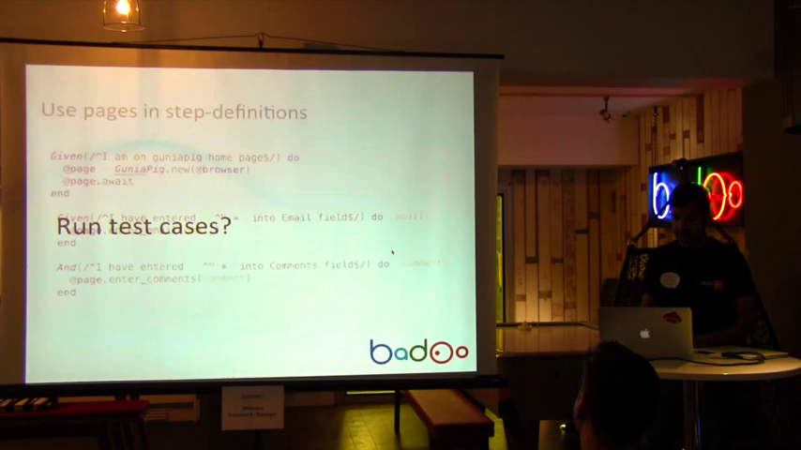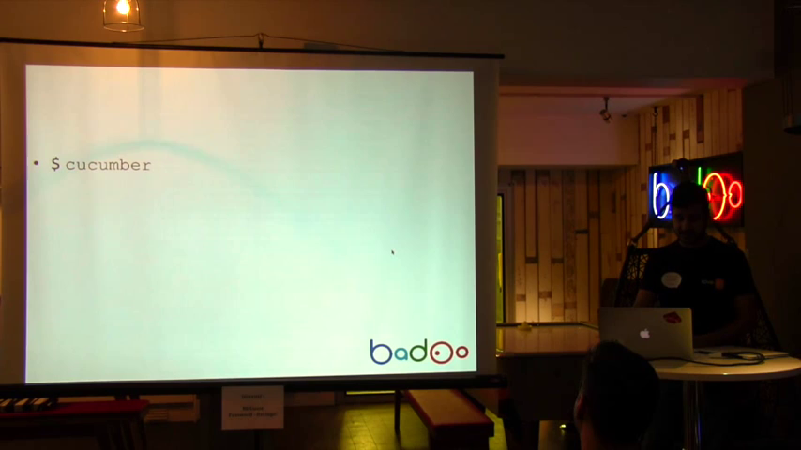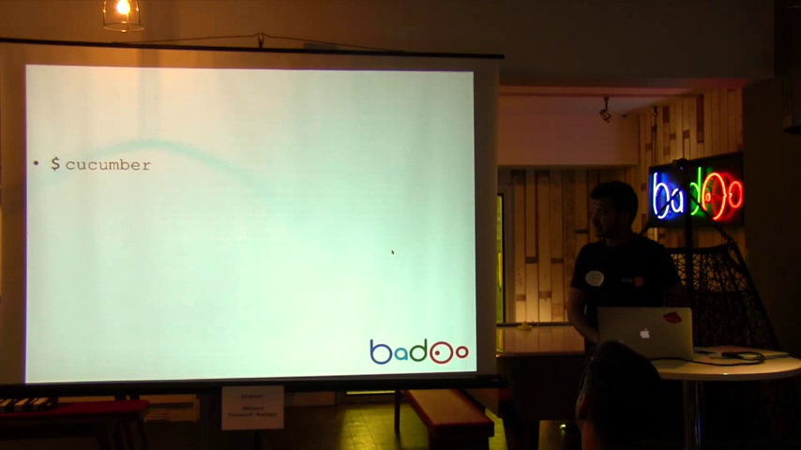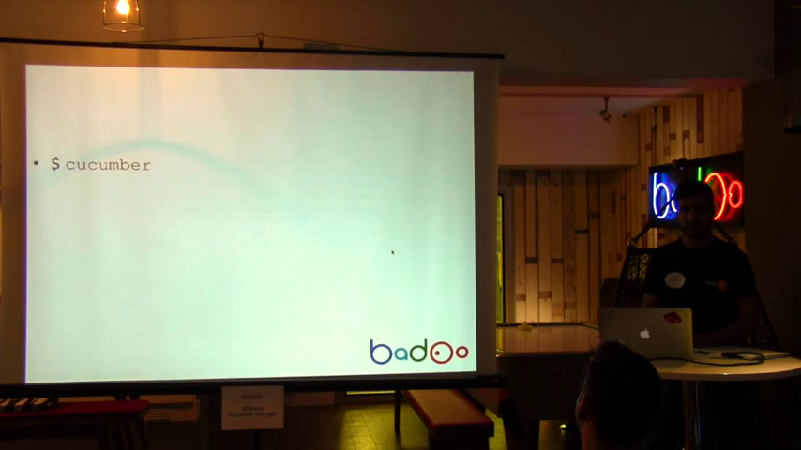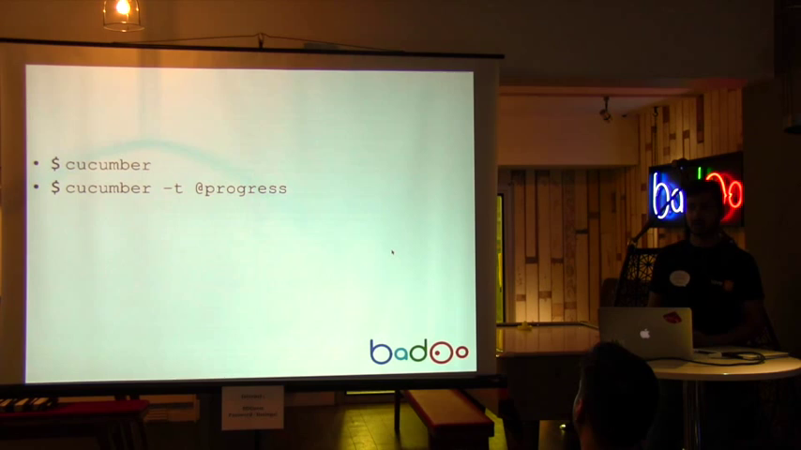You run the test cases with Cucumber. The basic command: Cucumber itself is a command line tool. It finds all the features you have written in the project and starts running all the test cases. But if you want to run a single test case, there's a feature called tags, where you can tag each scenario with what you want to test.